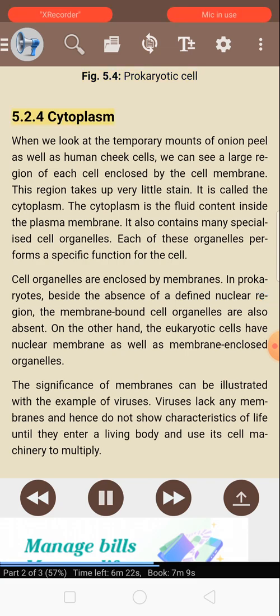5.2.4 Cytoplasm. When we look at the temporary mounts of onion peel as well as human cheek cells, we can see a large region of each cell enclosed by the cell membrane. This region takes up very little stain. It is called the cytoplasm. The cytoplasm is the fluid content inside the plasma membrane. It also contains many specialized cell organelles. Each of these organelles performs a specific function for the cell.